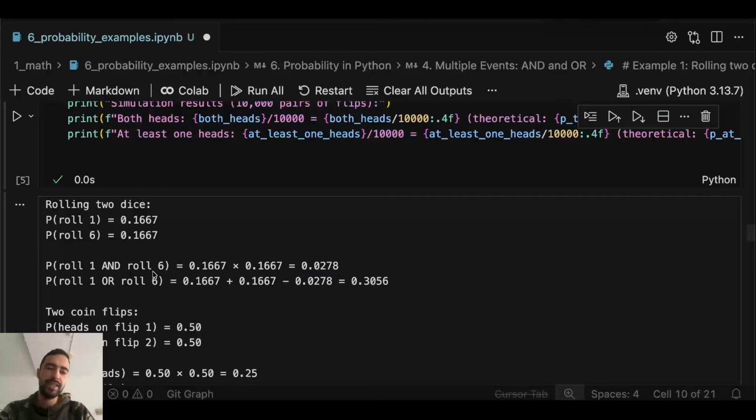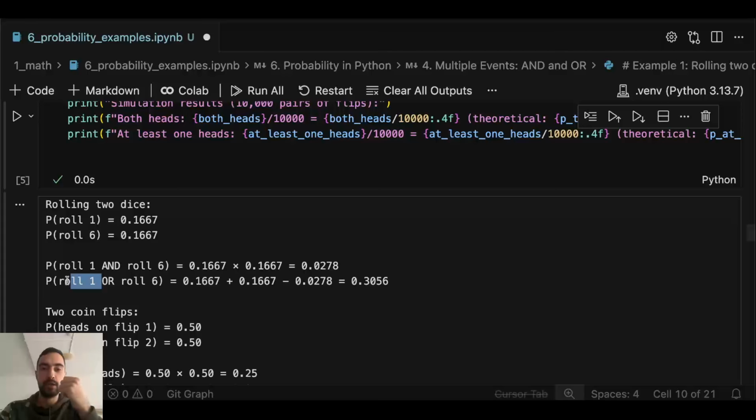Now, what is the chance that in those 2 dices we get 1 or 6, but not both of them, just either 1 or 6. So it can be 1 on the first dice, or 1 on the second dice, or 6 on the first dice, or 6 on the second dice. So there are 4 possible ways to satisfy this.